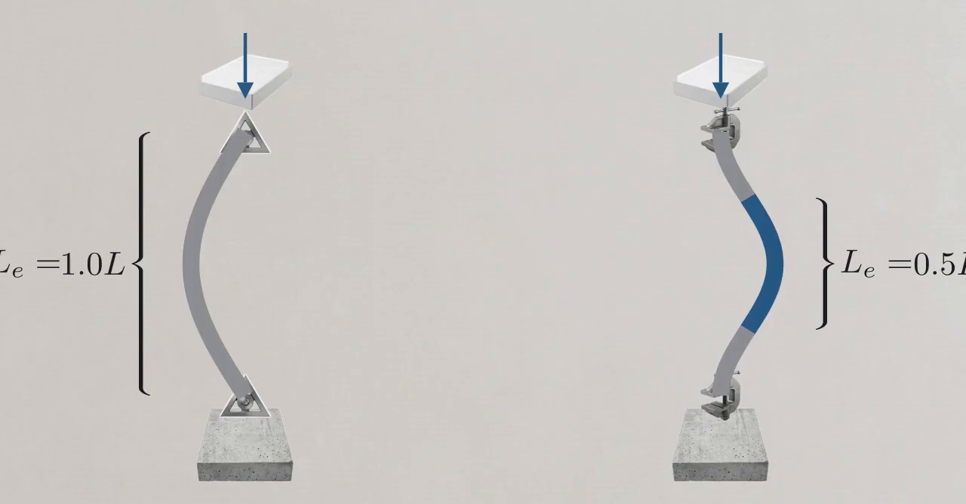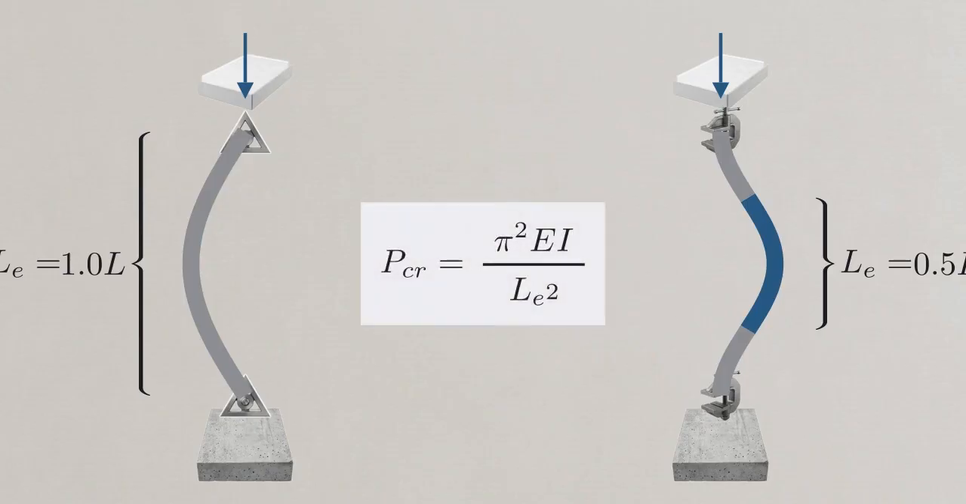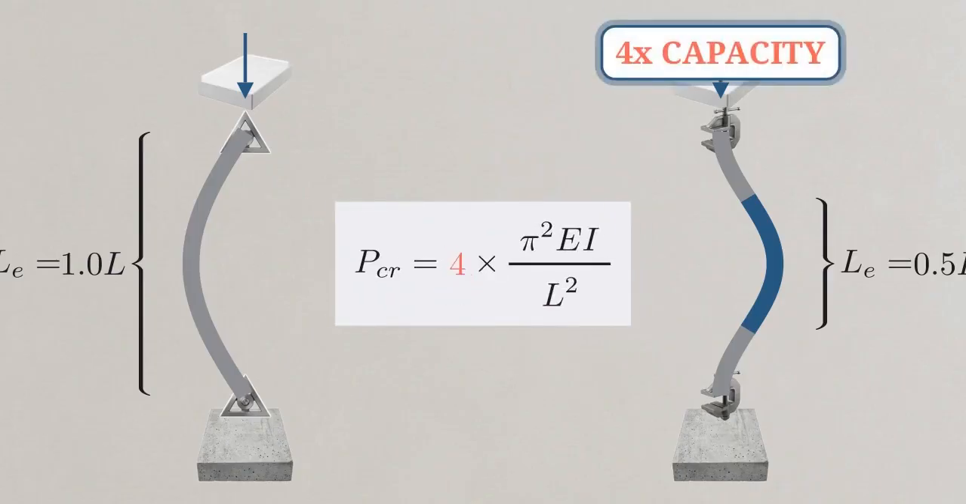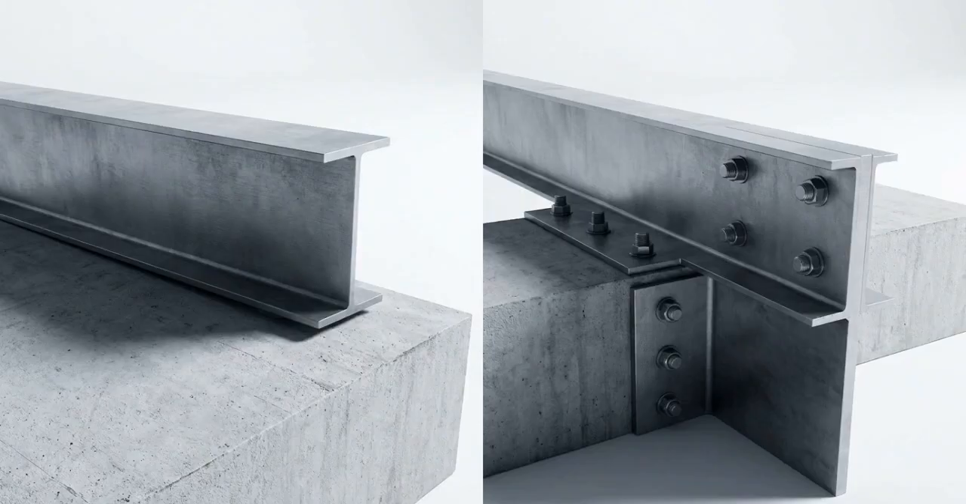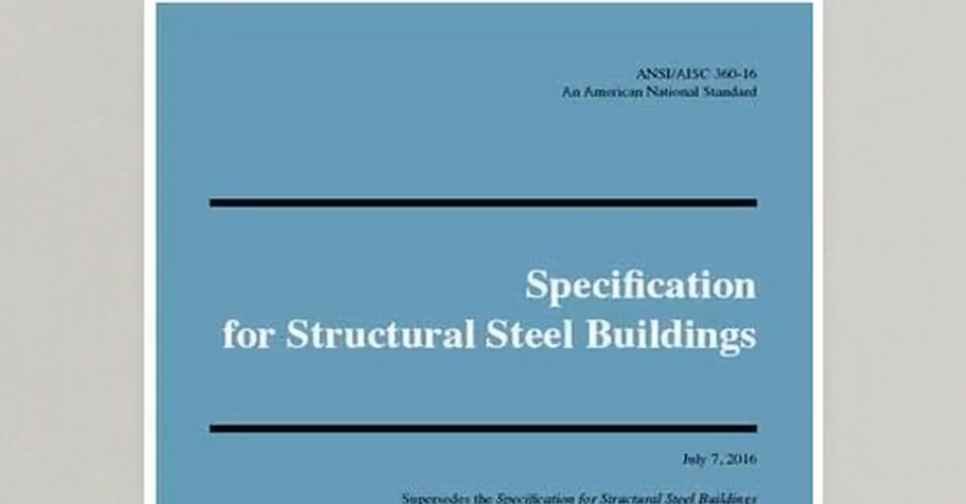Halving the effective length feeds back into Euler's squared denominator. Clamping the ends of the column physically quadruples its load capacity without using a single extra ounce of steel. The way a column is held at its ends directly determines its load-carrying capacity, making connection design as essential as the choice of cross-section. These principles of effective length govern the structural steel codes written to standardize modern global construction.